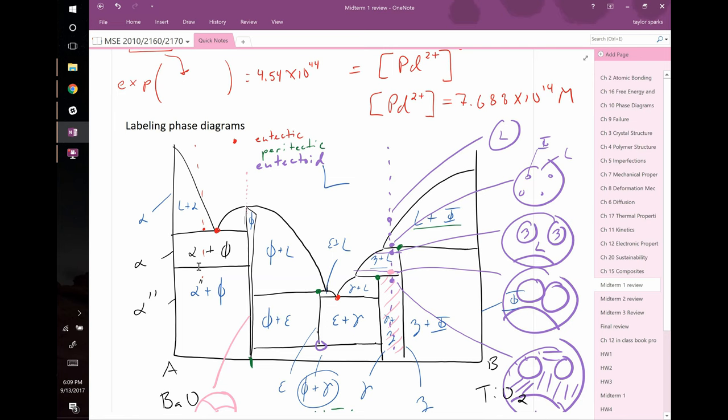Any other questions on structures? This has been good. These are good questions. Anything else? There's lots more in the test though. We've got 50 minutes left.